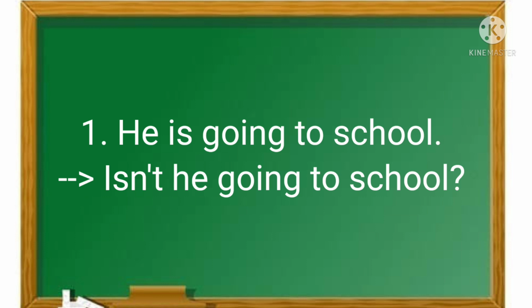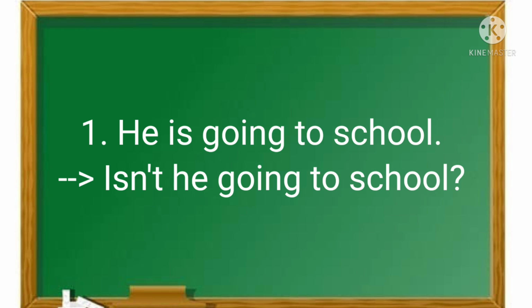Then you have to see whether there is any not given. The sentence is: he is going to school. So very simple, no not is given here. So you just have to introduce a not. How will you write? An apostrophe T. So write down in short form, isn't. Is, apostrophe T, isn't.